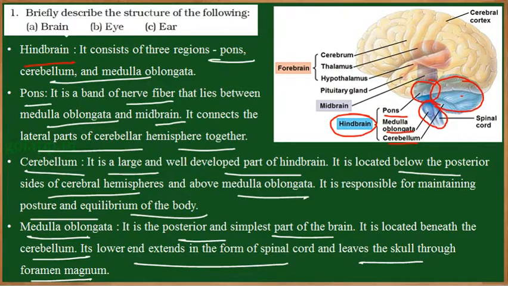So students, these were the parts of the brain. It has been divided into three regions: forebrain, midbrain and hindbrain. Forebrain includes cerebrum, thalamus, hypothalamus. Midbrain is not differentiated further. Hindbrain includes pons, medulla oblongata and cerebellum.